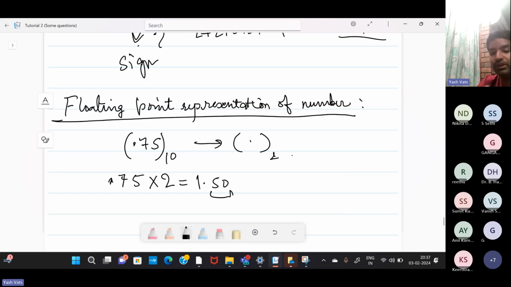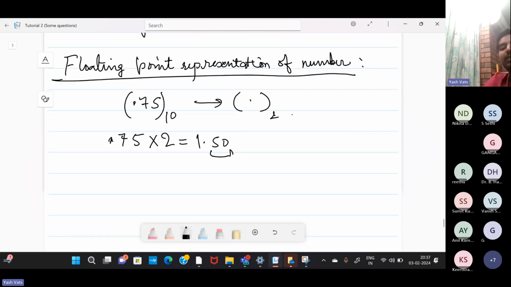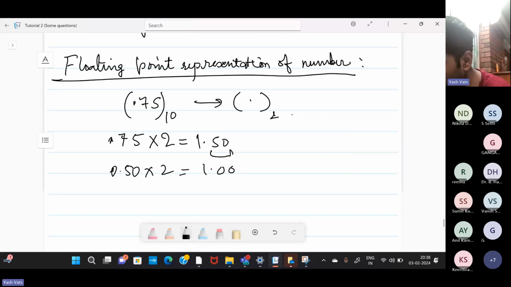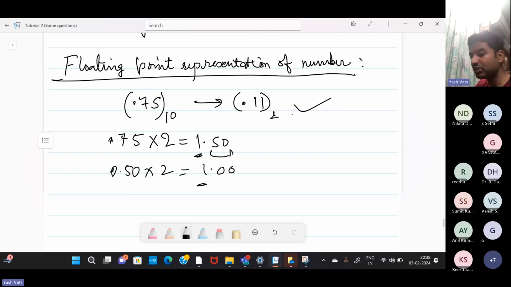This is 0.50. So just multiply 0.50 again by 2. What is this? 1.00. And after that, this number is 0.11. Just retain these things. And this is the binary representation of the decimal. All right, like you can do with any type of number. So it's just that. And how do you recover the number?